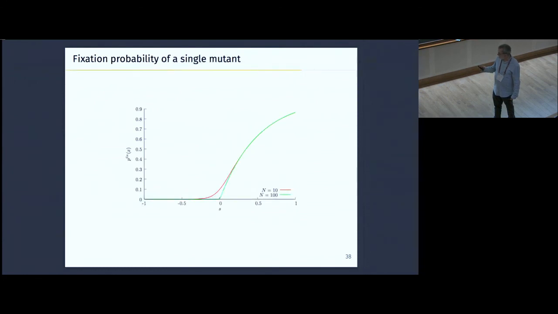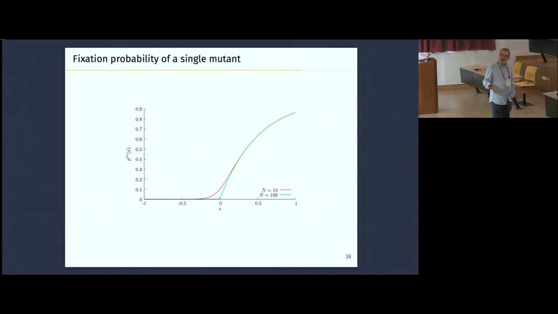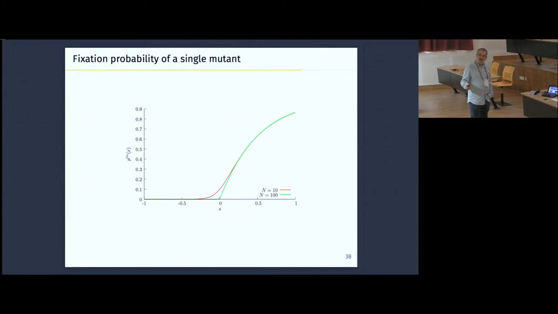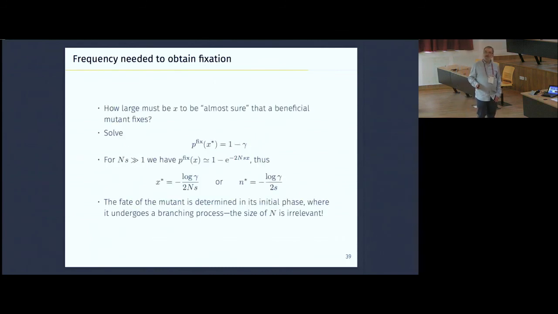Okay, so this is the fixation probability of a single mutant as a function of S with different values of the population size. See, where the population is very small, there is a non-negligible probability that even a deleterious mutant can fixate. But if N becomes large, then you start not seeing it anymore. But probably on a logarithmic scale, you would see something. So this is the frequency needed to obtain fixation, and this reminds you of something that we have seen yesterday.